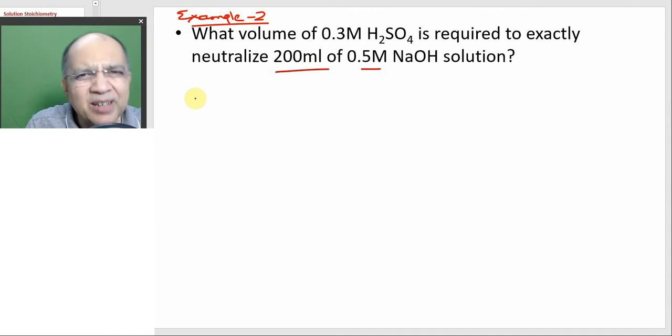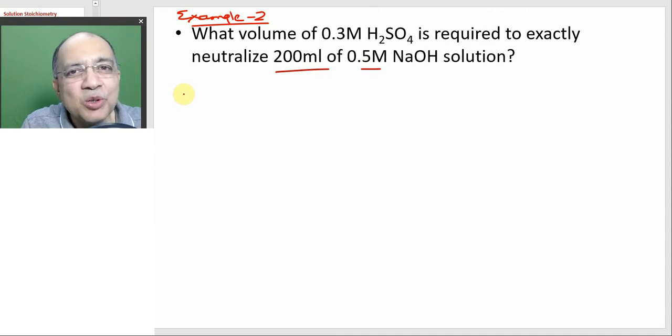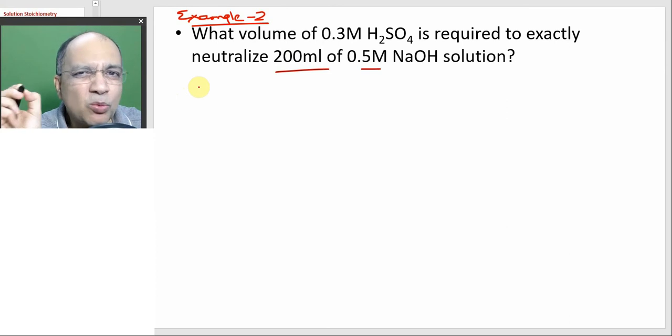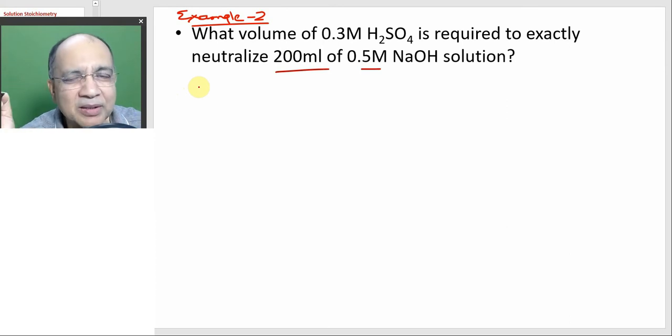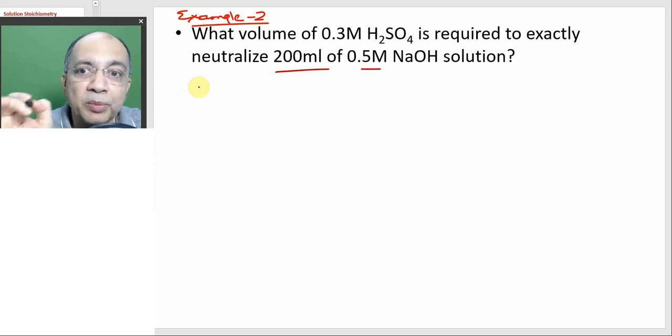So the number of, let us this time use the millimole method. So don't be stuck by one method. Change the methods. And once you like a particular method, don't change it. You continue either in mole method or millimole method.